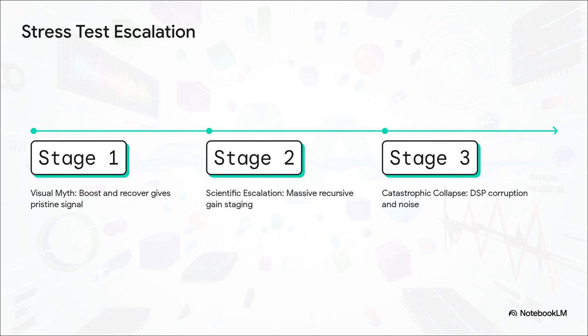It escalates pretty wildly. It starts with that fun visual myth we talked about earlier. Hard clip the waveform, pull the gain down, signal looks great. Everyone claps. But if we push into scientific escalation by repeatedly applying massive recursive gain staging, we're talking boosting and reducing by 100 dB hundreds of times, we start to see the cracks. The moment you introduce heavy recursive feedback and oversampled saturation, the underlying math literally starts to fall apart.